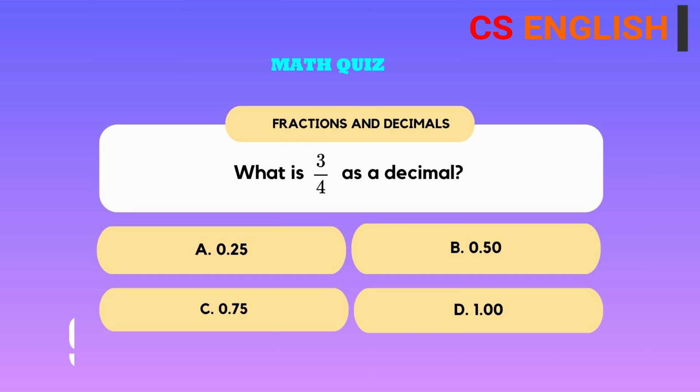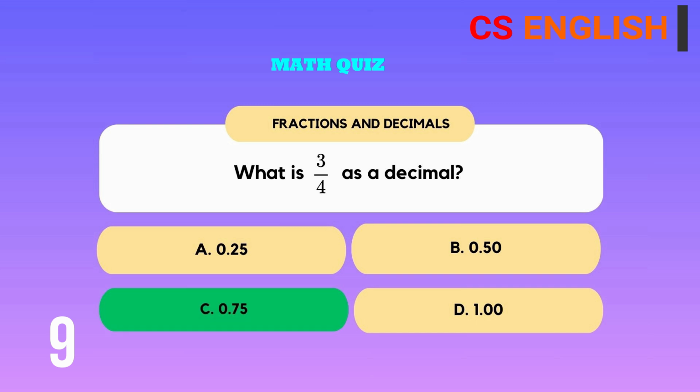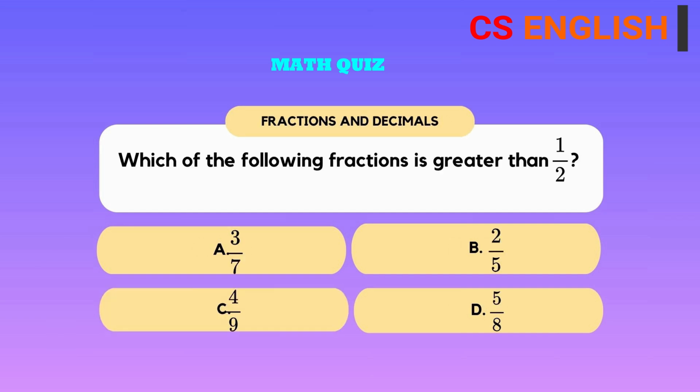Fractions and decimals. What is 3/4 as a decimal? A. 0.25, B. 0.50, C. 0.75, D. 1.00. Which of the following fractions is greater than 1/2? A. 3/7, B. 2/5, C. 4/9, D. 5/8.